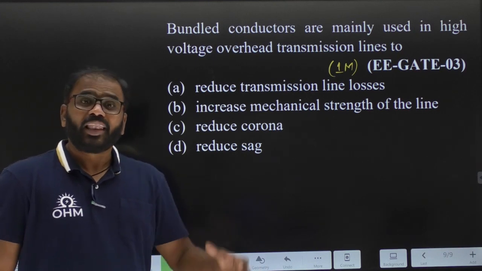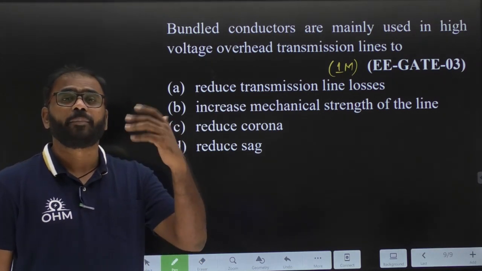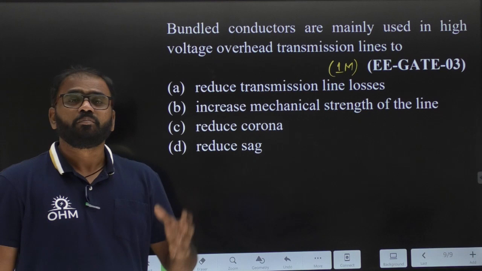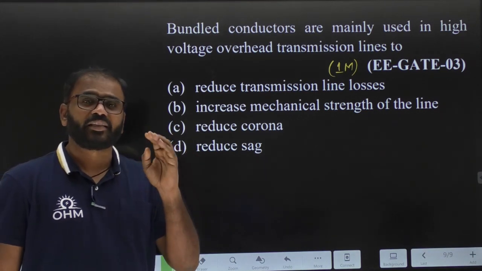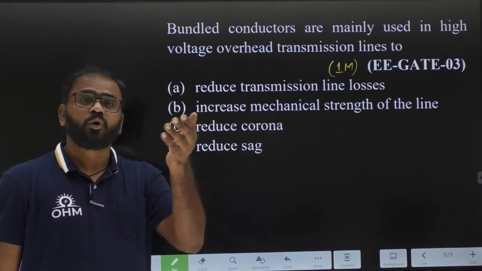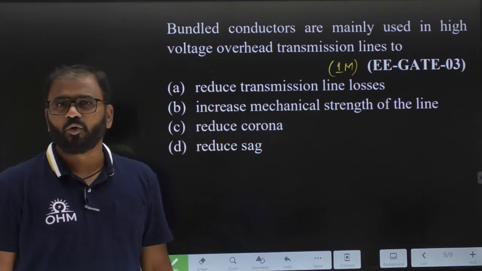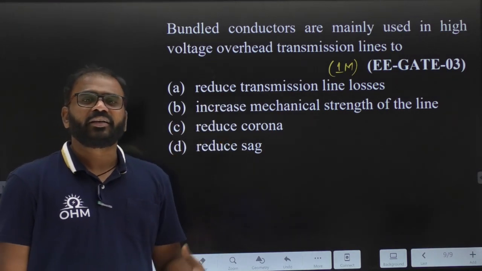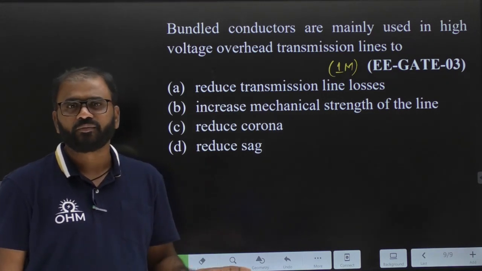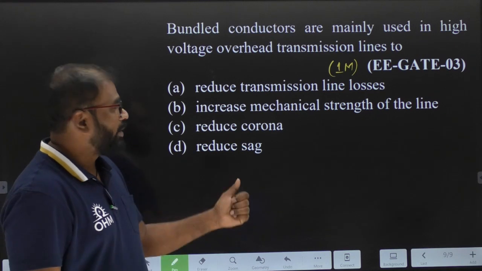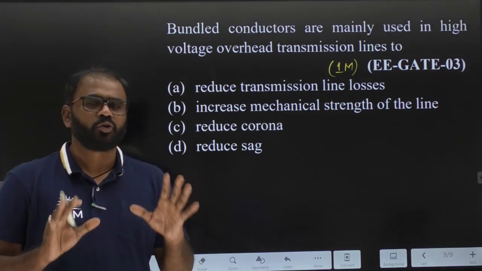In fact, the line design or size of the conductor for 220 kV and above operating voltage is selected by reducing corona. So by keeping the corona as low as possible, we select the size of the conductor for 220 kV and above operating voltage. In fact, the line design for 220 kV and above operating voltage is always based on corona only. Coming to the bundle conductors, if I am using bundle conductors, the main reason is to reduce the corona.